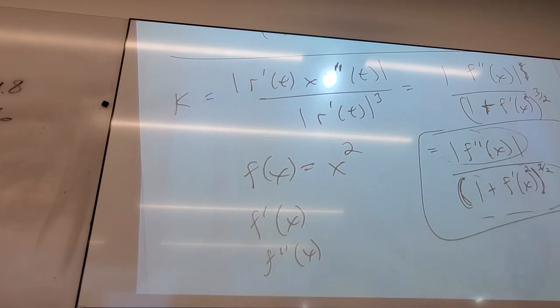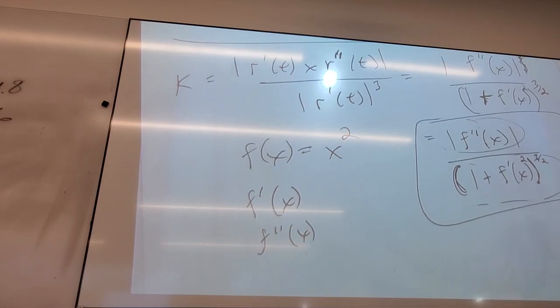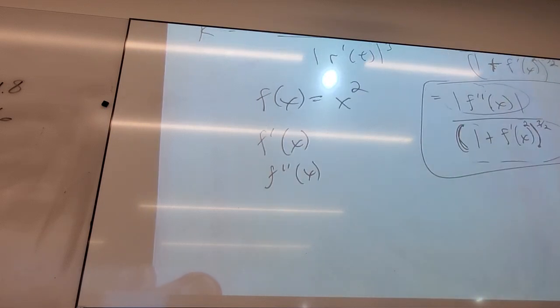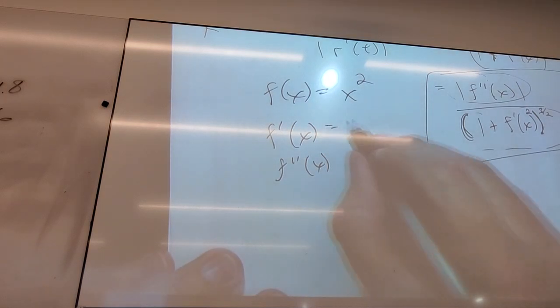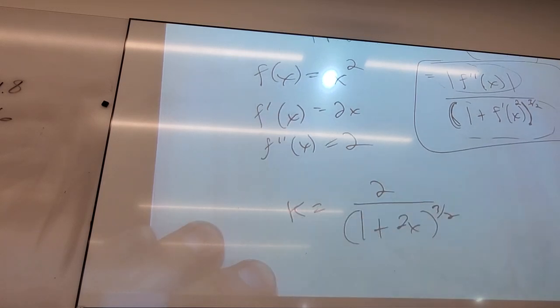Now, real quick, where's a parabola the most curvy? Yeah, at the bottom. So if it's y equals x squared, it would be at the origin, correct? Just to answer your question, Jake. The absolute value of f double prime is just 2, divided by 1 plus 4x squared to the 3/2 power. That is the curvature at any point.